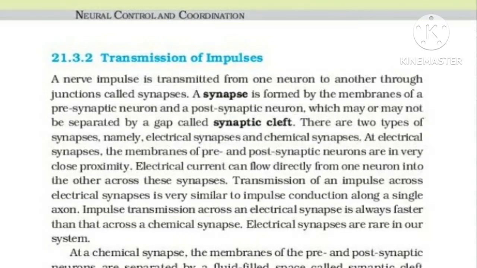At electrical synapses, the membranes of pre- and postsynaptic neurons are in very close proximity. Electrical current can flow directly from one neuron into the other across these synapses. Transmission of an impulse across electrical synapses is very similar to the impulse conduction along a single axon. Impulse transmission across an electrical synapse is always faster than across a chemical synapse. Electrical synapses are rare in our system.